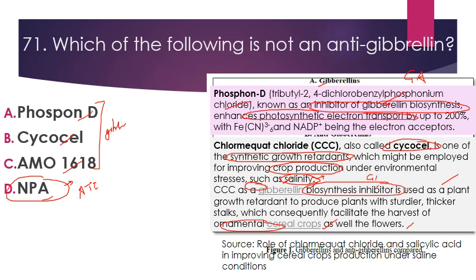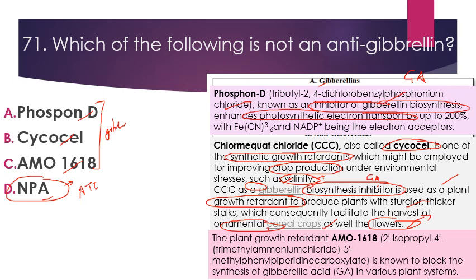It inhibits GA's biosynthesis. और इसे हम एज अ ग्रोथ रिटार्डेंट यूज़ करते हैं टू प्रोड्यूस प्लांट्स विद स्टर्डियर थिकर स्टॉक्स, और जो फैसिलिटेट करते हैं इजी हार्वेस्ट ऑफ ऑर्नामेंटल कमर्शियल क्रॉप्स एज वेल एज फ्लावर्स. So this chemical is anti-gibberellin and can be utilized in various crops as well as ornamental plants.